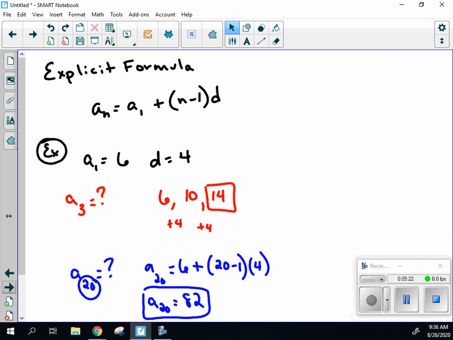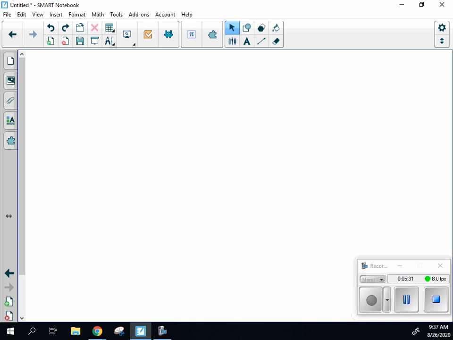Now, those are all sequences. Those are finding terms within our information. Now, a series, however, is the summation of all of those terms.